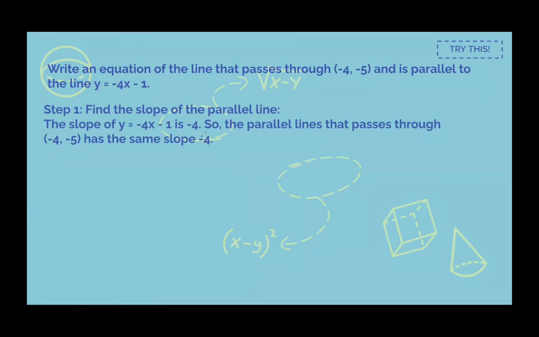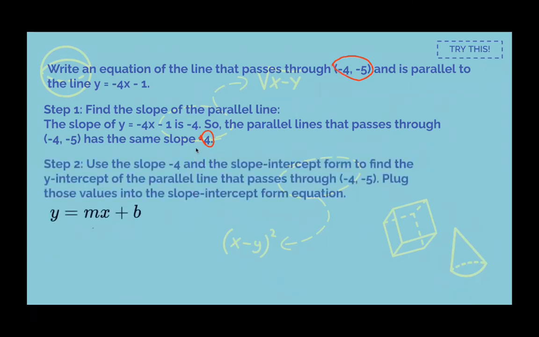And now taking the slope that you found, and then your provided ordered pair, (-4, -5), plug those values into your slope-intercept form equation.